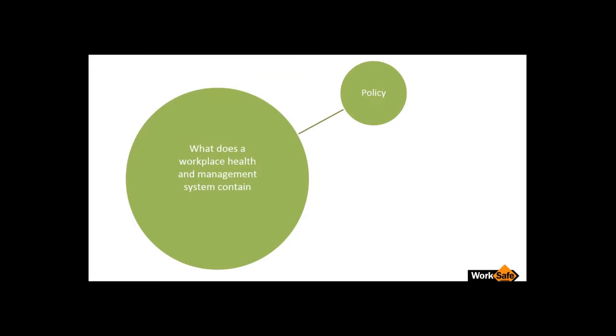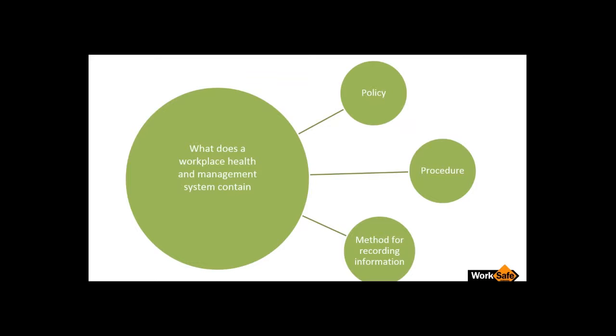Well, the first thing that it contains is a policy. So this is why you're actually going to do the activity or implement the procedure, why you're actually going to do that. Then you'll have a procedure, and the procedure is actually how you're going to carry out that particular activity, that particular part of your workplace health and safety management system. And then the last part of a workplace health and safety management system would be a method for recording information. So those are the three components of a workplace health and safety management system.